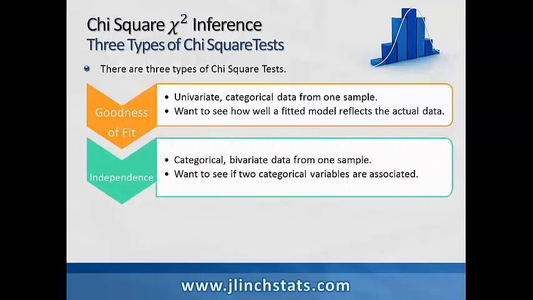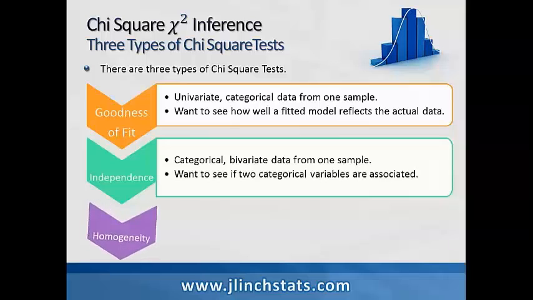Now a chi-square test for independence uses categorical bivariate data from one sample. Recall that bivariate data is two variables, and we typically want to measure the relationship between those two variables. In the chi-square test for independence, we want to see if two categorical variables are associated. Are they associated or are they not associated? If they're associated, we say the two variables are dependent. If they're not associated, we say the variables are independent.